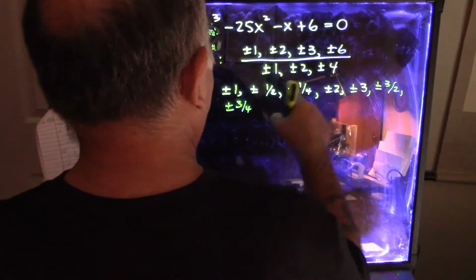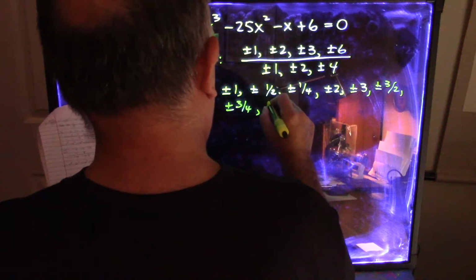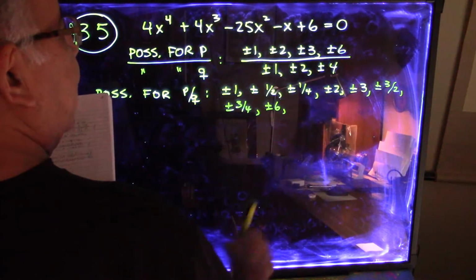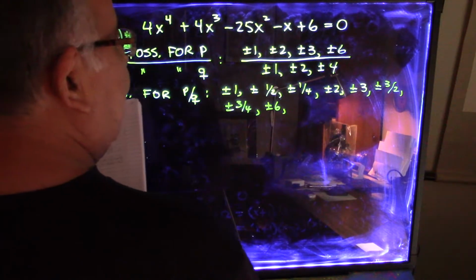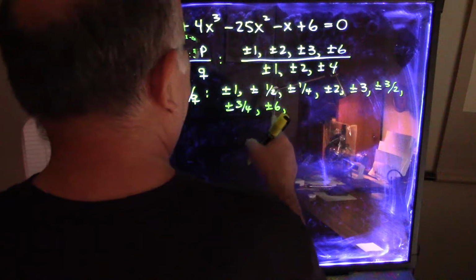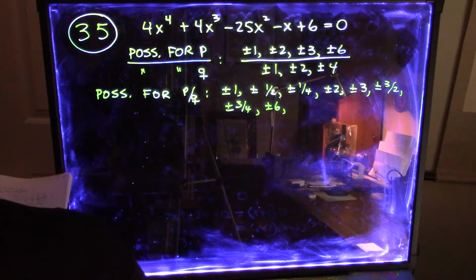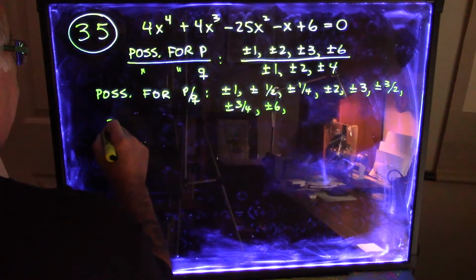And then 6: plus or minus 6 over 1 is plus or minus 6. 6 over 2 is 3, so we already have that. 6 over 4 is 3 over 2, which we already have. So it stops right there. So 2 works on this one.